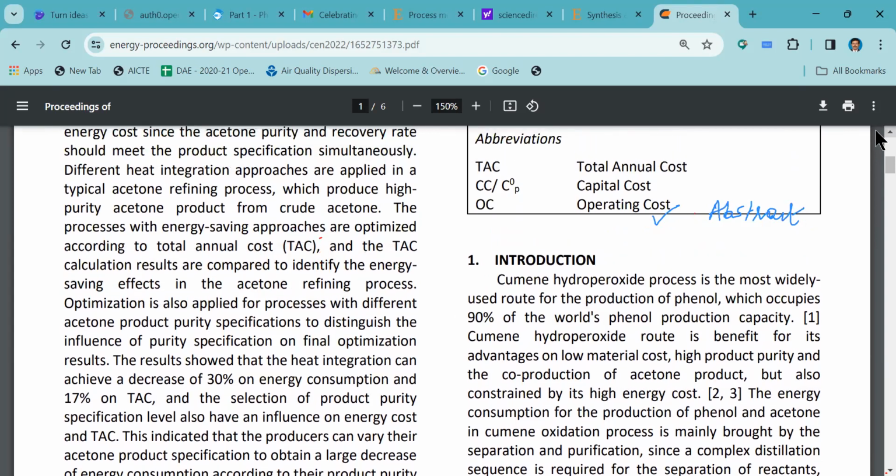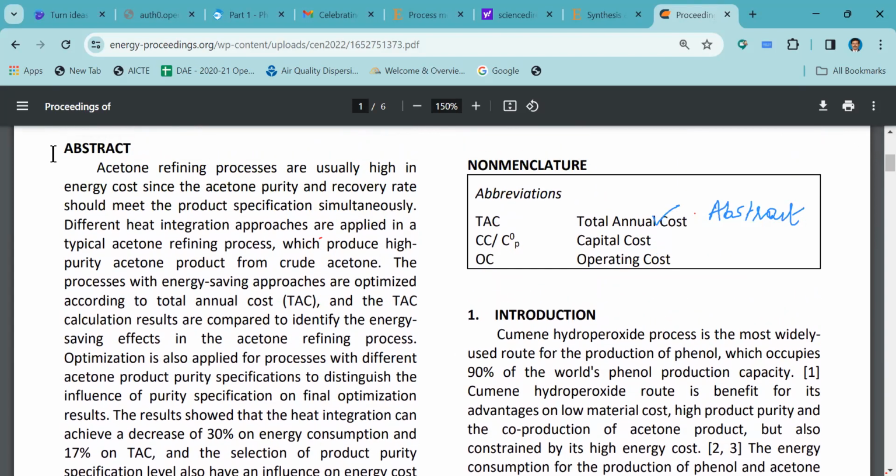Okay. What is the abstract? So this is the abstract here. What we are saying, this is the abstract. So this is the first section or first focus of your understanding of this particular article.